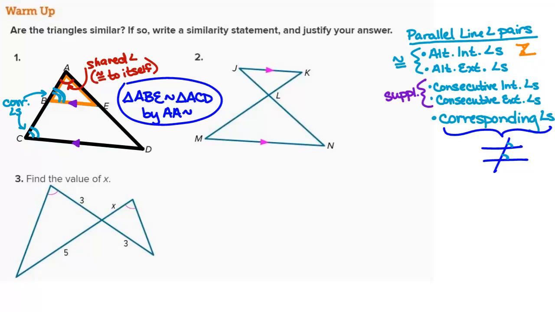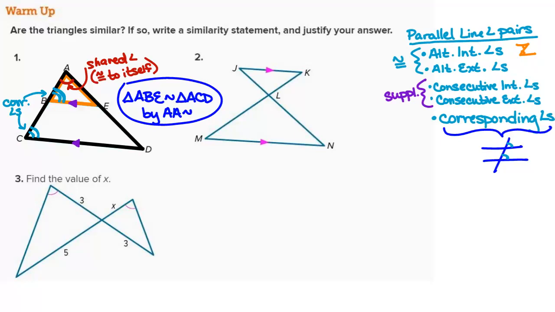Number 2, did they give us any side lengths on either of these triangles? No. Then I'm not going to be able to use side, side, side, because I have to have side lengths to compare for side, side, side. And I'm not going to be able to use side, angle, side either, because again, I have to have at least 2 pairs of corresponding sides to use side, angle, side. So I can't use either of those.